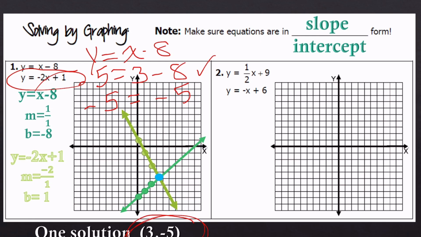Same thing. I am going to identify my slope and my y-intercept. Okay, I plot my point at 9. Now, look at my slope. I can go up 1, right 2.